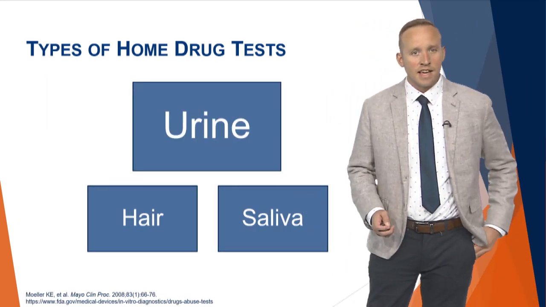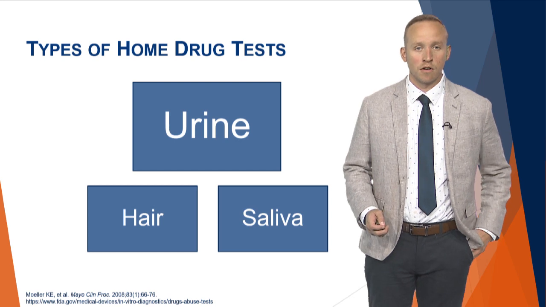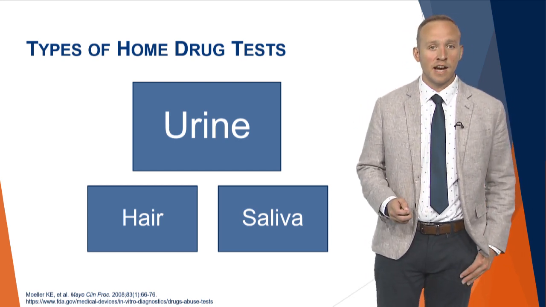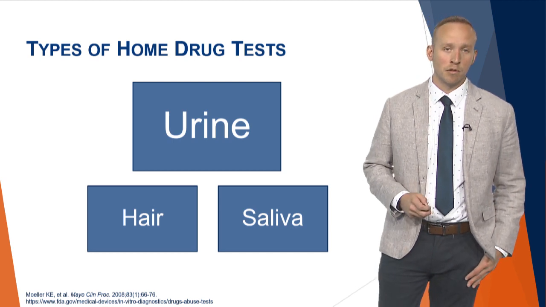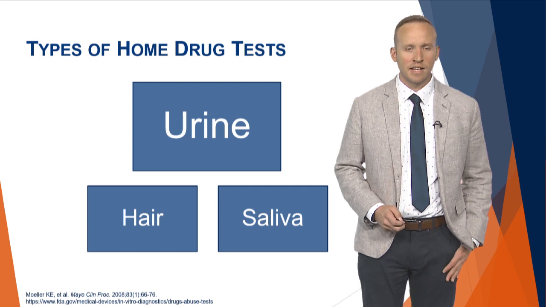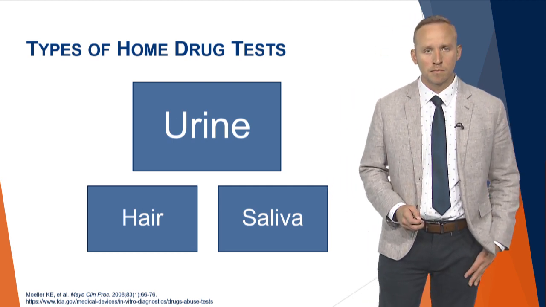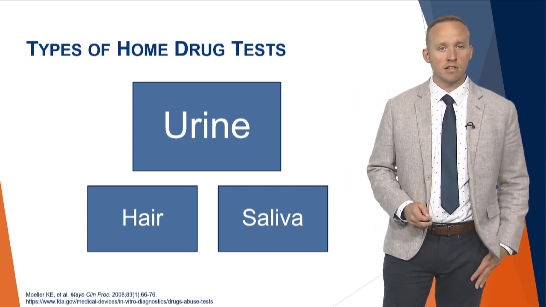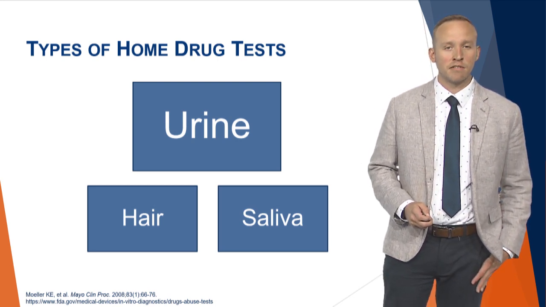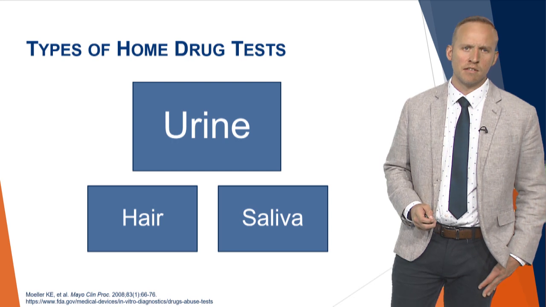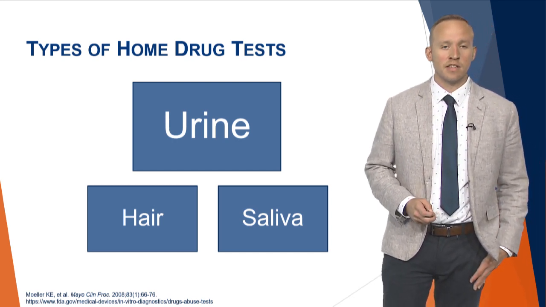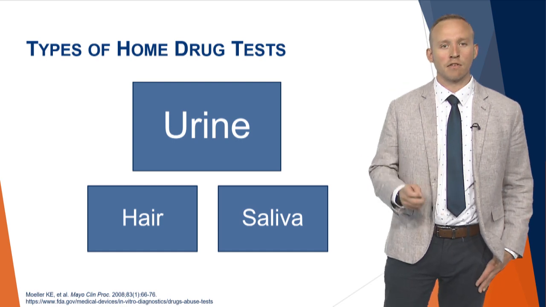That is not to say that there is no role for home drug tests, and it just highlights the importance of understanding how they are interpreted and implemented. There are three main types of home drug tests that can be purchased and conducted at home. The most common is the urine drug test, which can be conducted at home and results can be available within 5 to 10 minutes.